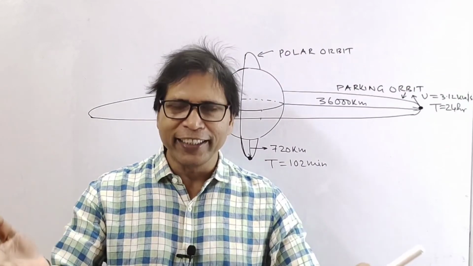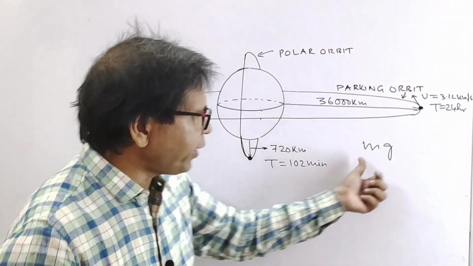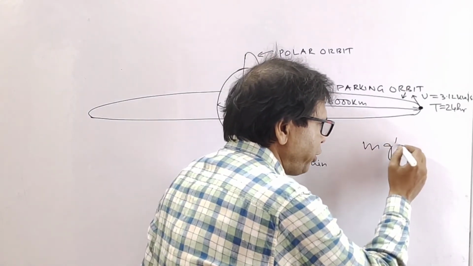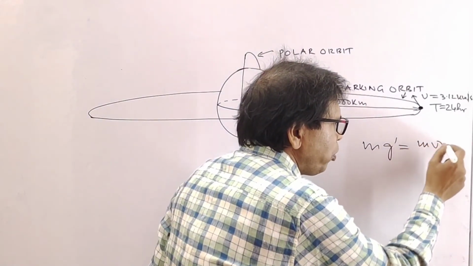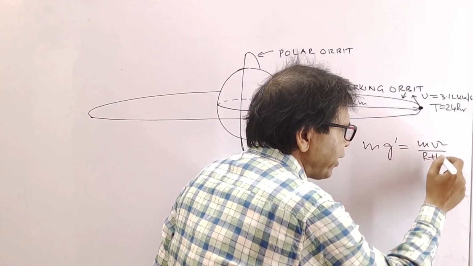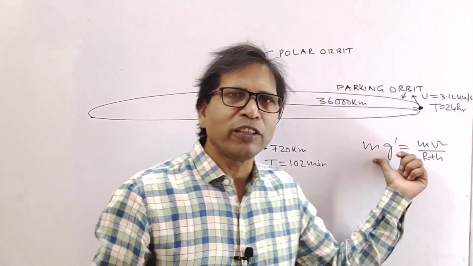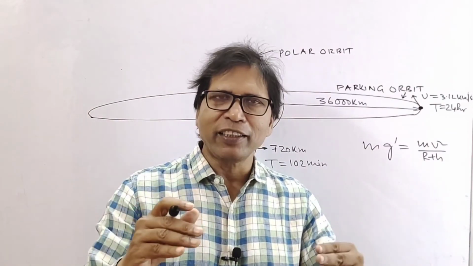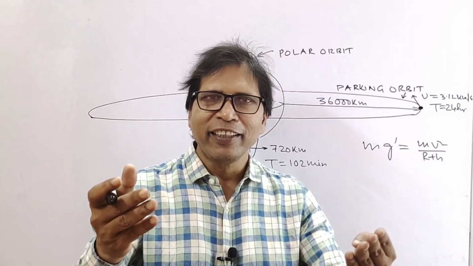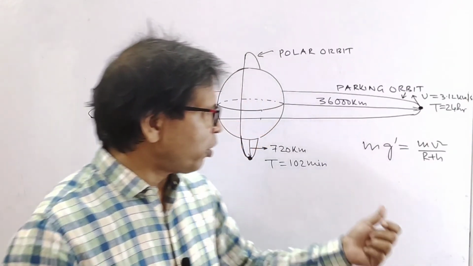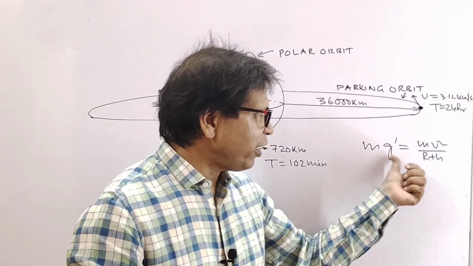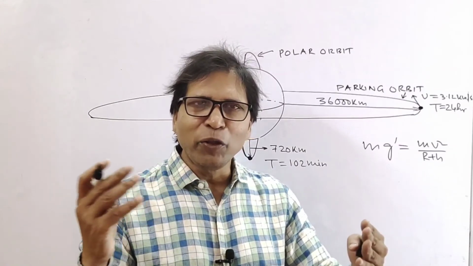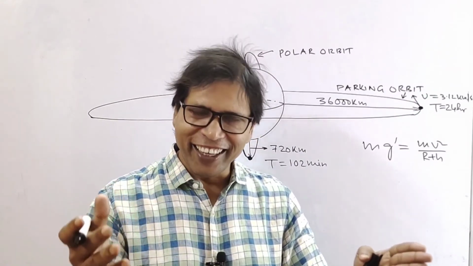Okay. Now, weightlessness in a satellite. When a satellite revolves around the Earth, gravity is balanced by the centrifugal force experienced by the satellite. So, the net force acting on the satellite is 0. So, any person in the satellite becomes weightless because Earth's gravity is balanced by centrifugal force due to rotation of the satellite.